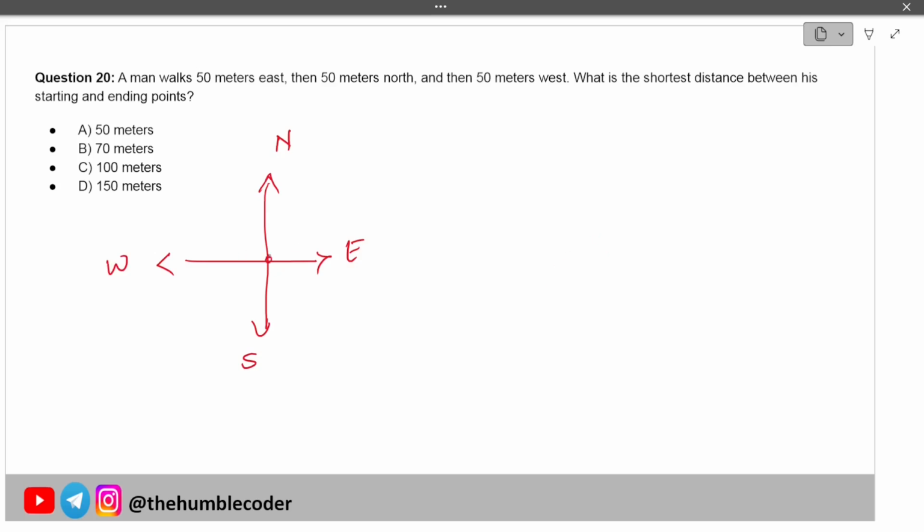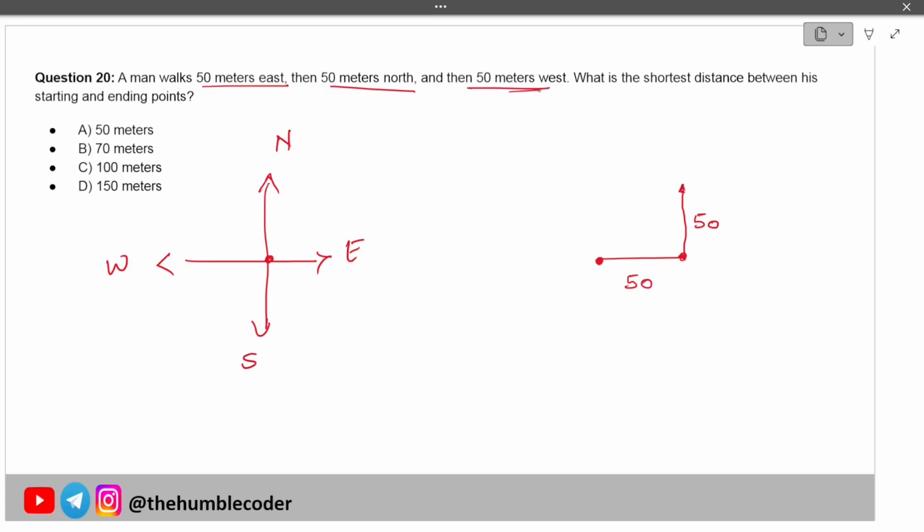Let's consider that the man is here. Okay, so I will make the diagram here so that it won't be very dirty. A man walks 50 meters towards the east, so this direction. Okay, so 50 meters he has come here. Now he is at this point right now. Then he is traveling 50 meters towards the north. So from here to north 50 more meters he is traveling. So right now he is at this position.